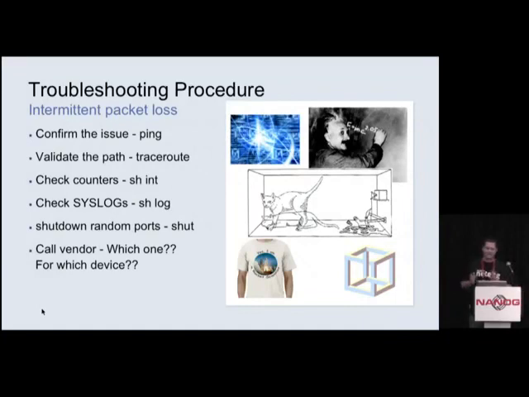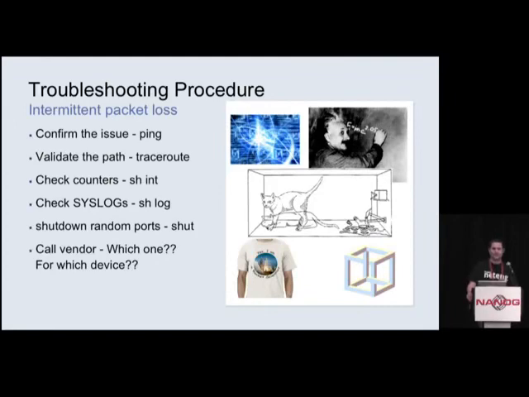So, let's talk about troubleshooting in this scenario. Okay, first off, you need to confirm the issue. You run ping again, but that doesn't really work because we're using ECMP and LAG. The ping is not going to follow the same path. All right, well, let's run traceroute. Same problem. Packet's not necessarily going to follow the same path that your data is following.